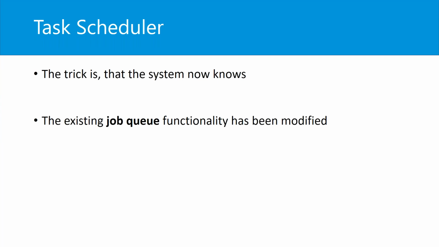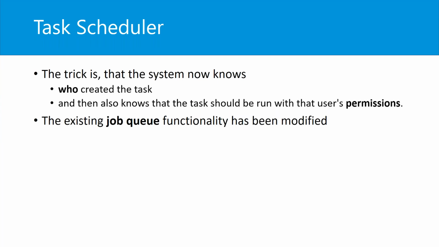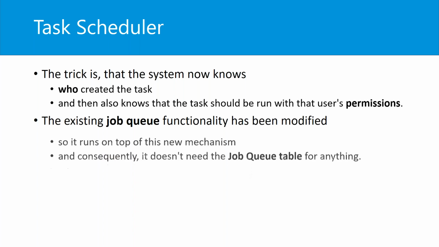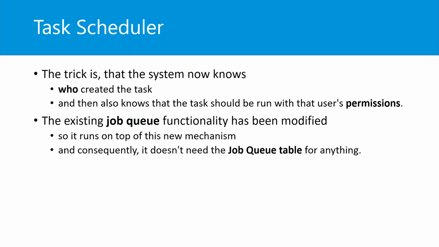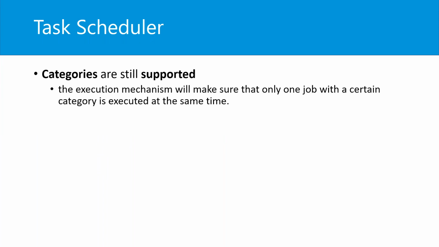Okay, we'll discuss the functions in a few moments. The trick right now is that the system knows automatically who created the task. And then whenever it needs to stop and restart that task, it will do that. Another service tier might pick up the task when it stopped, but it will run it with the same permissions as the user that started the task. And that's very interesting. The existing job queue functionality is also modified, so it runs on top of this new mechanism. And basically it doesn't really need the job queue table anymore, so you might not see that anymore in the application. Okay. Some more information.